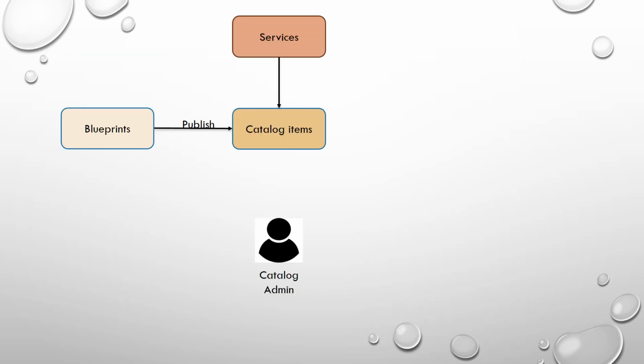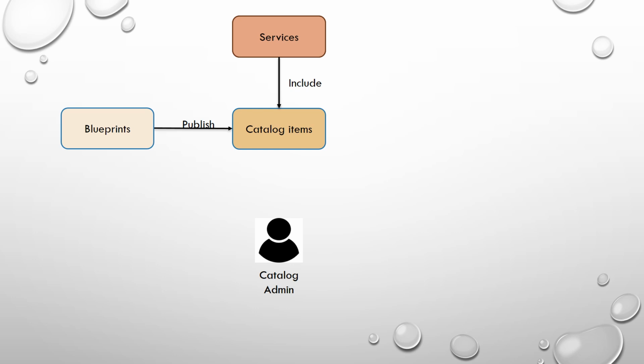The next tenant-wide role is the catalog administrator. When blueprints that were created by the individuals with architect roles are published, they become catalog items. Then it becomes the responsibility of the catalog administrator to manage these catalog items as well as to create services to attach these catalog items to.